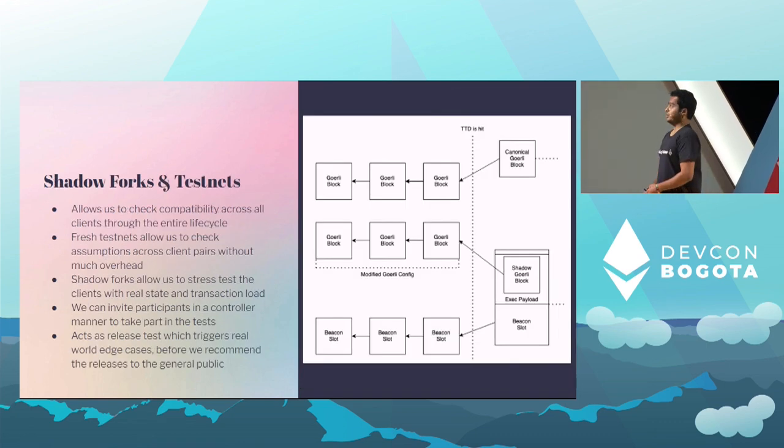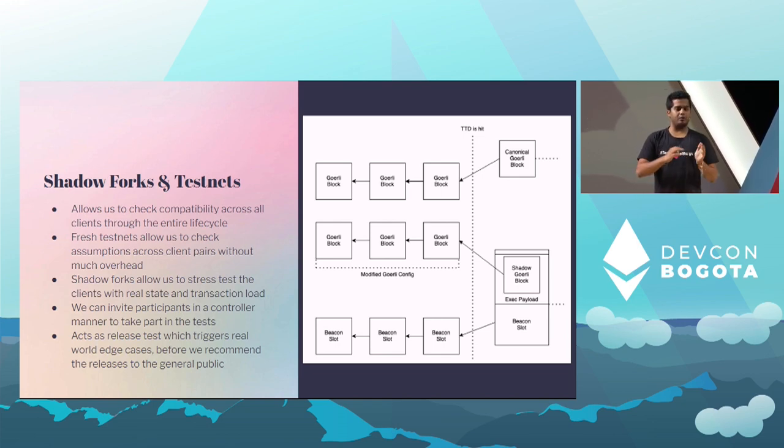And this is the meaty one. We had testnets and shadow forks. A shadow fork and testnet help us coordinate all client teams in one place, and we check compatibility, largely. We take whatever assumptions we have in the spec, and we assert if those assumptions are true.